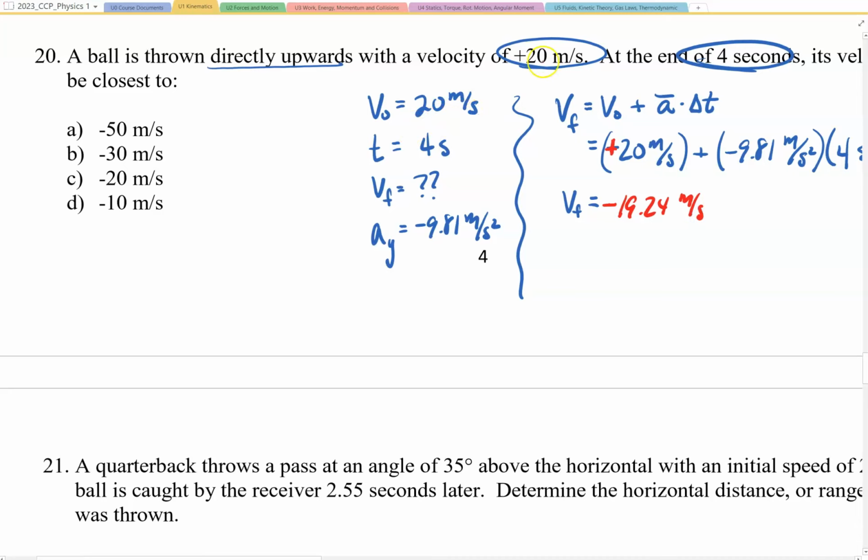And if we go back and do a quick check of our significant figures, this has only got 1 sig fig. This one's got 1. This one currently has 3. So we can only retain an answer that's accurate to the least accurate measurement. This negative 19 with 1 significant figure would be negative 20 meters per second. And I think I like C as an answer here.